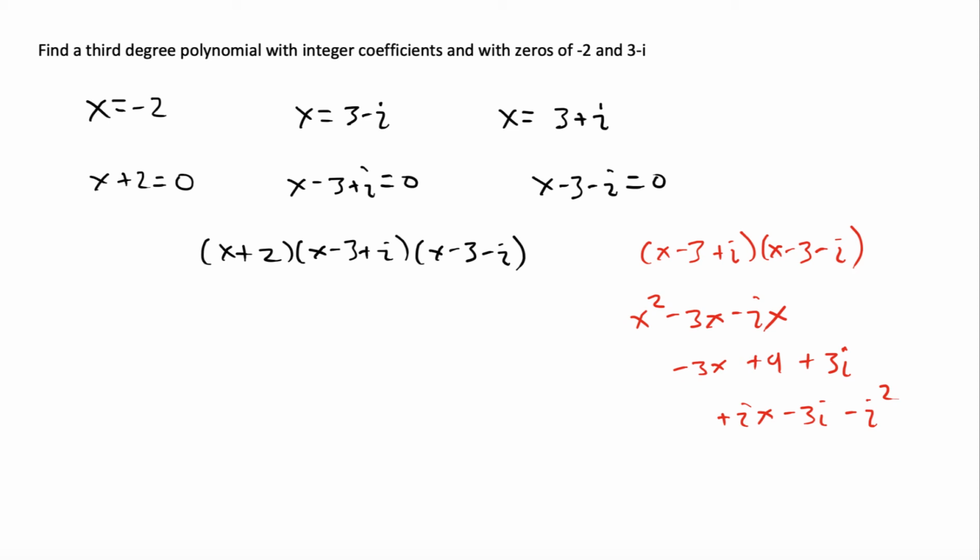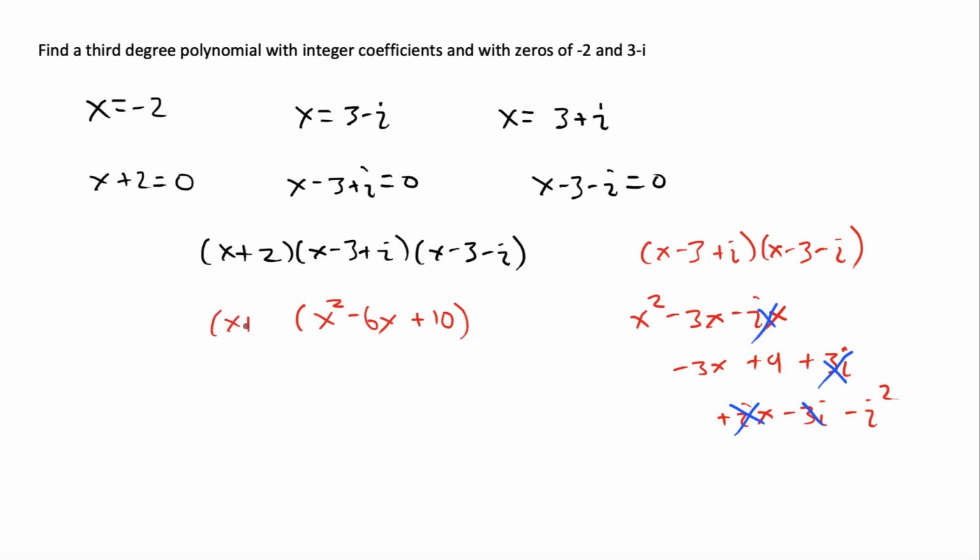But what do we notice happens here? We have a negative ix, positive ix. Those cancel out. We have a positive 3i, negative 3i. Those cancel out. And what about i squared? Remember, i squared is equal to -1. So this multiplied together equals x squared minus 6x plus 10. So -3x minus 3x, and then the 9 plus that 1.